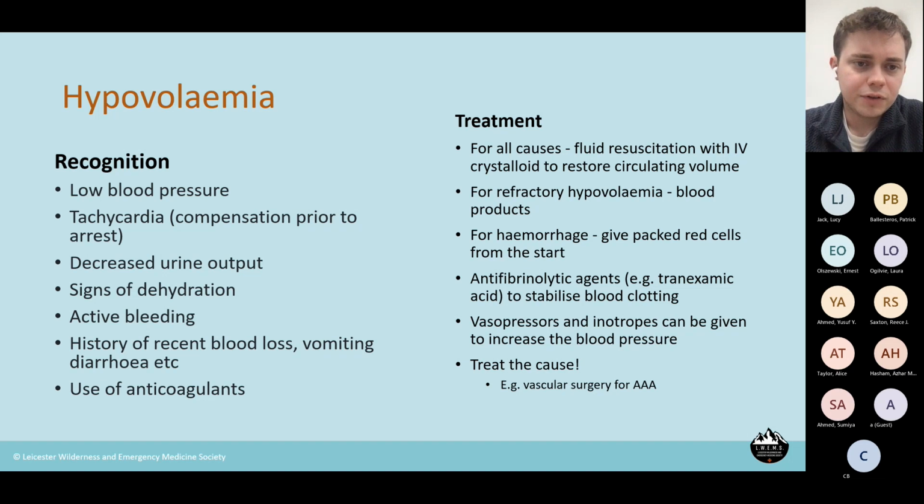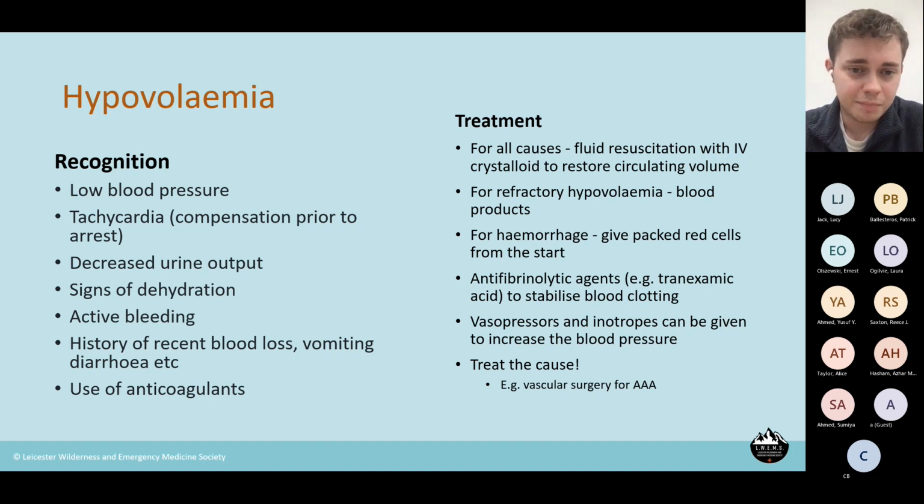And then for treatment, for all these causes, we want to think about fluid resuscitation, so giving them IV fluids, crystalloid, to restore their circulating volume. If that's not working, so if it's refractory hypovolemia after you've given the maximum of 2 litres of fluids, then that's when you want to start thinking about giving blood products instead, or you'll end up giving them dilutional coagulopathy, because you're essentially diluting out all their clotting factors and that sort of thing.